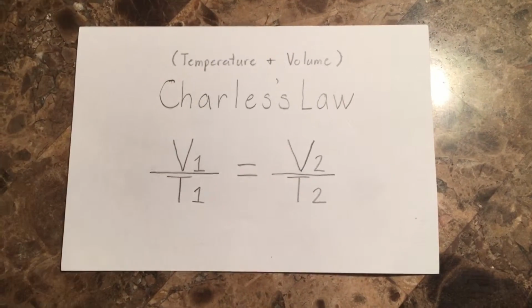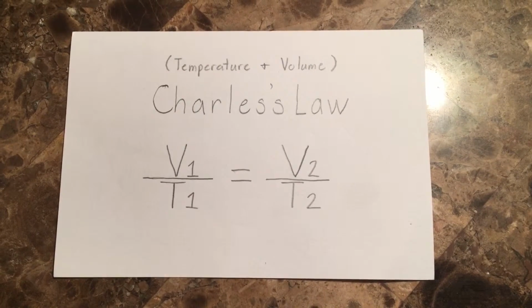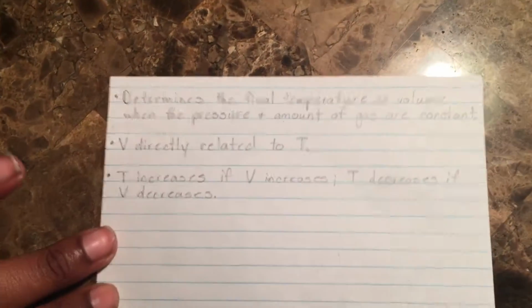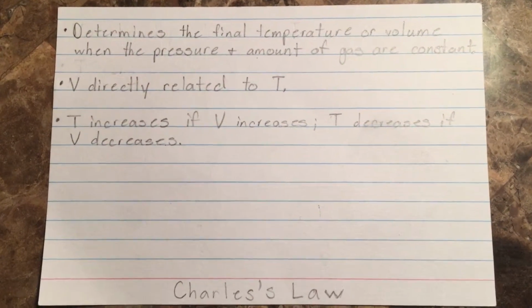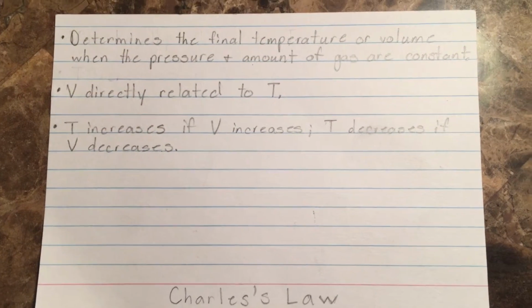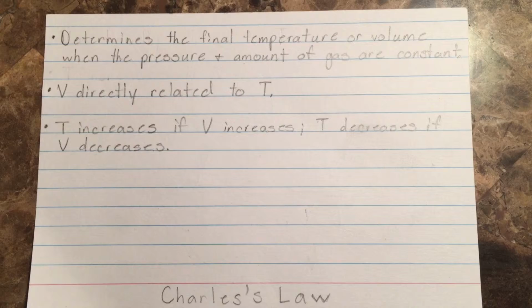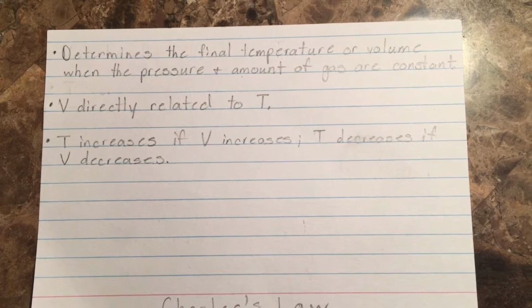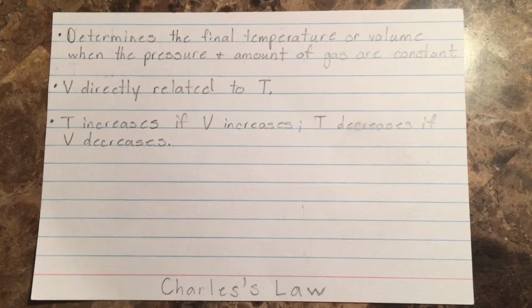Charles' law. The equation for Charles' law is expressed as V1 divided by T1 equals V2 divided by T2. Charles' law determines the final temperature or volume when the pressure and the amount of gas are constant. Volume directly relates to temperature. When temperature increases, volume increases, and when temperature decreases, volume decreases as well.